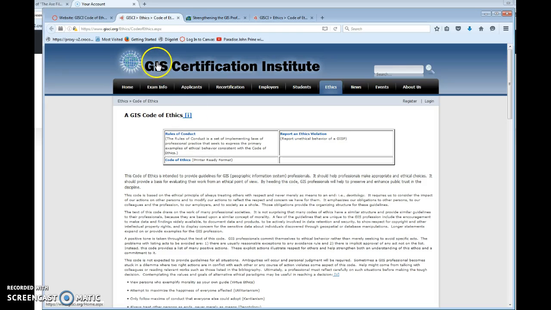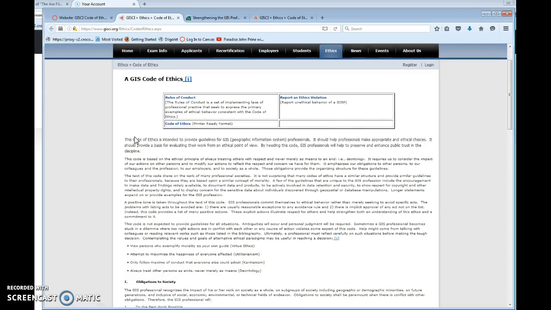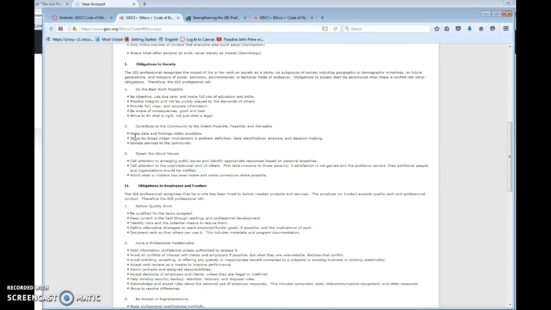The GIS Certification Institute. This is a name you'll want to recognize because this is the primary professional certification institute. So when I sign my emails with GISP at the end of it, it's because I am a certified GIS professional under the GIS Certification Institute. And among the things that this Certification Institute does is provide a GIS code of ethics.